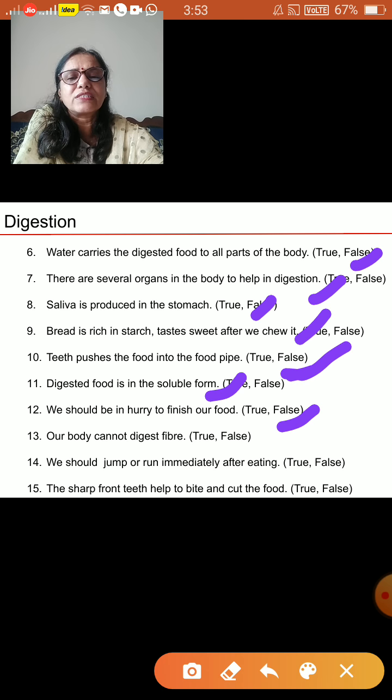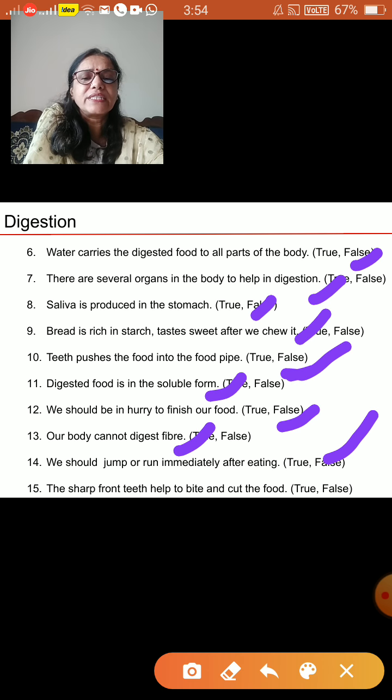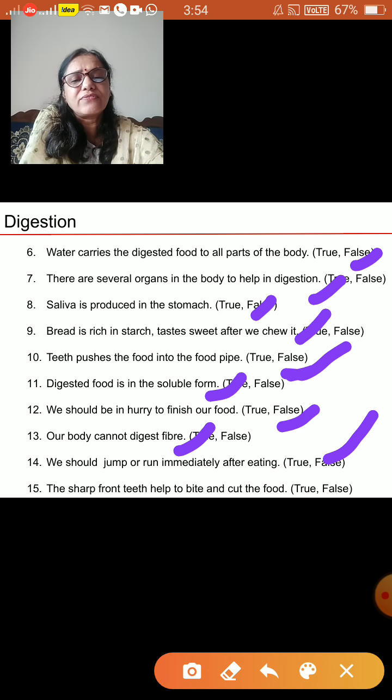So it is false. Our body cannot digest fiber. It is true. Our body cannot digest fiber. So true. Next, we should jump or run immediately after eating. Is it correct? No, we should not jump. So this is false.